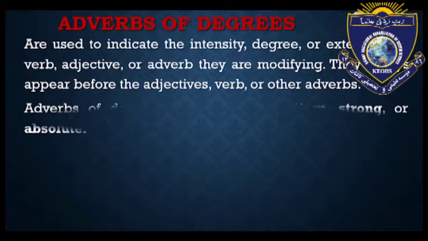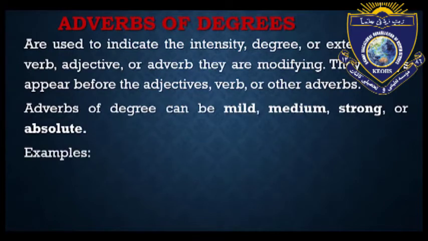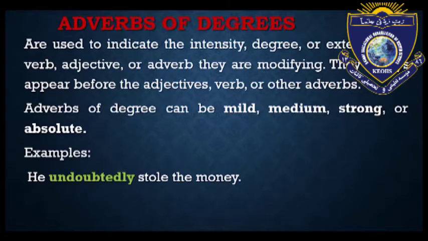Now adverbs of degree can be mild, medium, strong, or absolute. What is the meaning of mild here? Mild means gentle or moderate, or temperate, or compassionate. But in adverbs of degree, it means gentle. Then we have medium, strong, or absolute. Absolute here means unlimited. How are we going to use these words, to the unlimited or to the limited?